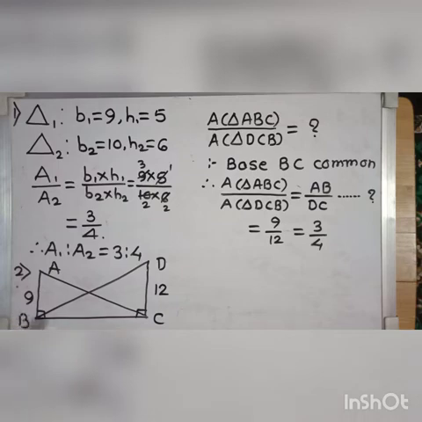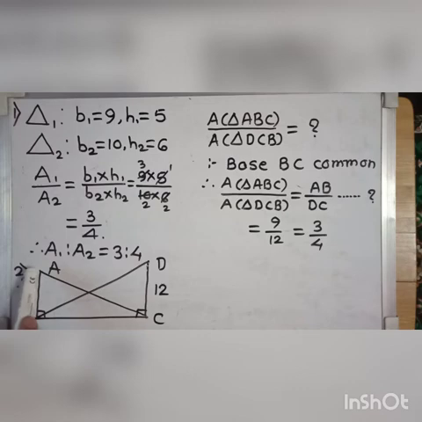Another example, suppose we have triangle ABC and triangle DCB. AB perpendicular BC and DC perpendicular BC. AB is 9, DC is 12. We have to find the ratio of area of triangle ABC and area of triangle DCB.